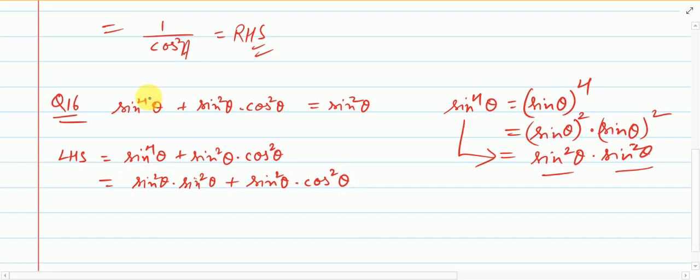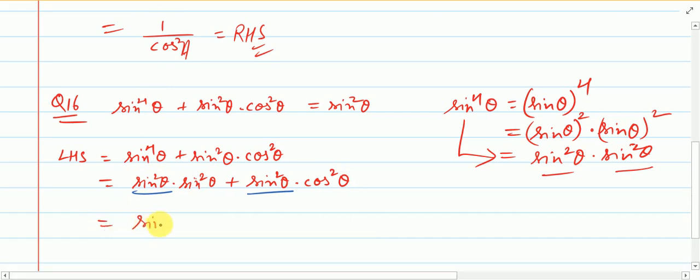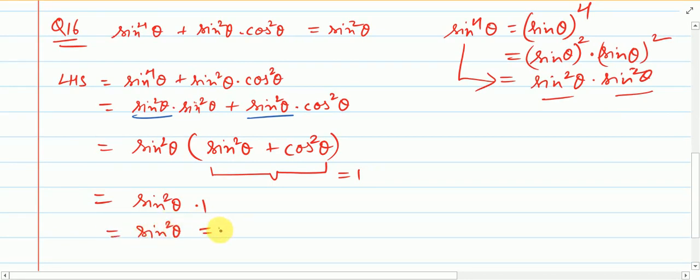Yes. So here common sine square theta. So we will take this out and we are left with sine square theta plus cos square theta. Yes. But you know that this is equal to 1. Yes. So next step I can write sine square theta into 1, which will be sine square theta, that is your RHS. Okay.